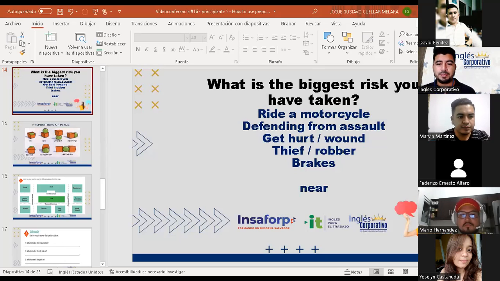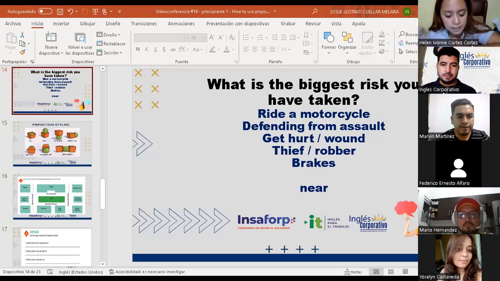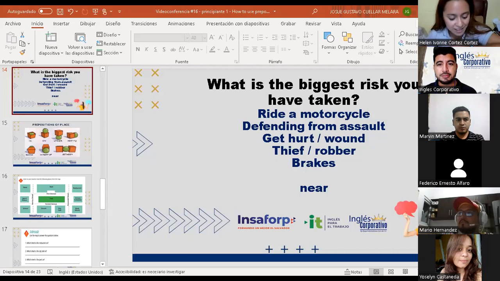Helen, what about you? The biggest risk I have taken is working on a cable run on a pole with a ladder and without wearing safety equipment. Okay, no safety equipment, and without securing the ladder. Ok, ¿trabajaste sin equipo de seguridad? Yes. And the cable can slip and fall with tension because it was a pole terminal. Oh, really? Almost fell and I was too scared.